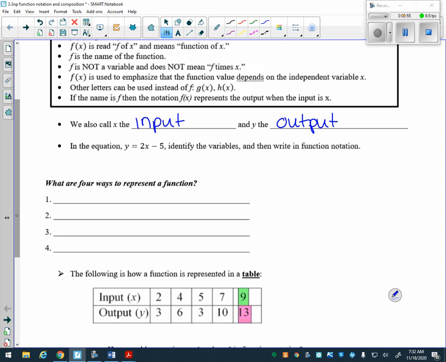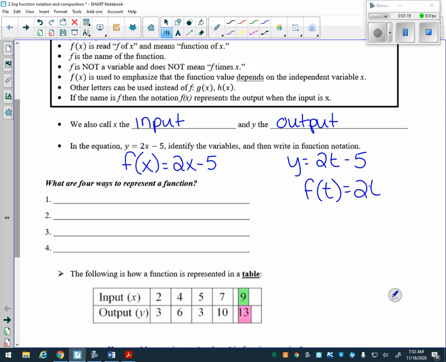In the equation y equals 2x minus 5, identify the variables, and then write in function notation. So if we have f of x equals 2x minus 5, x is your input, f of x is your output. If I was to change that variable to 2t minus 5, then in function notation, I would use the variable given and write it as function notation.